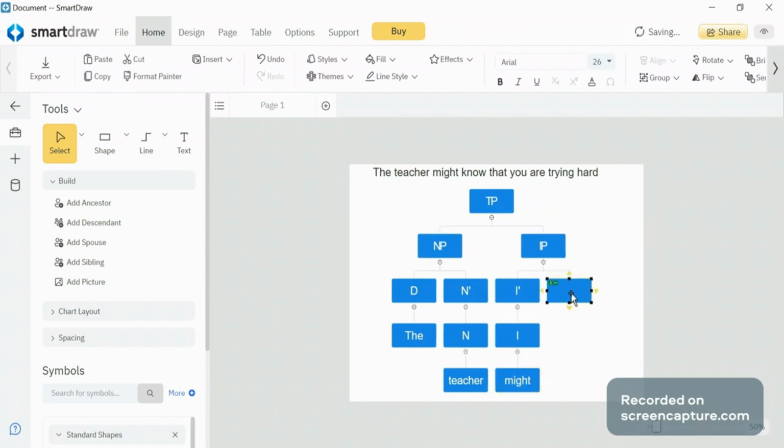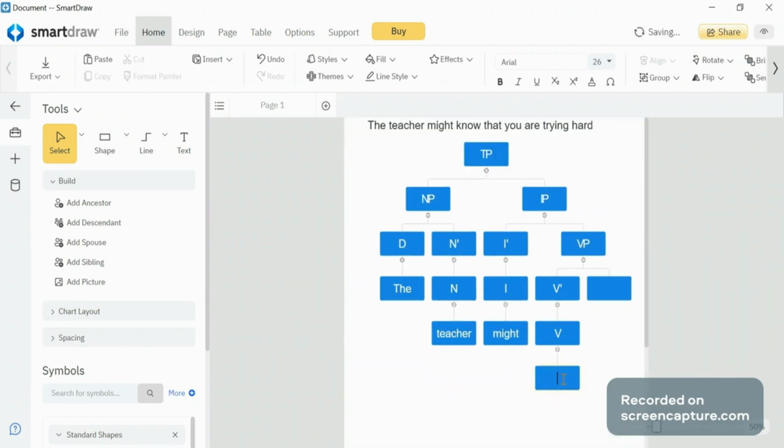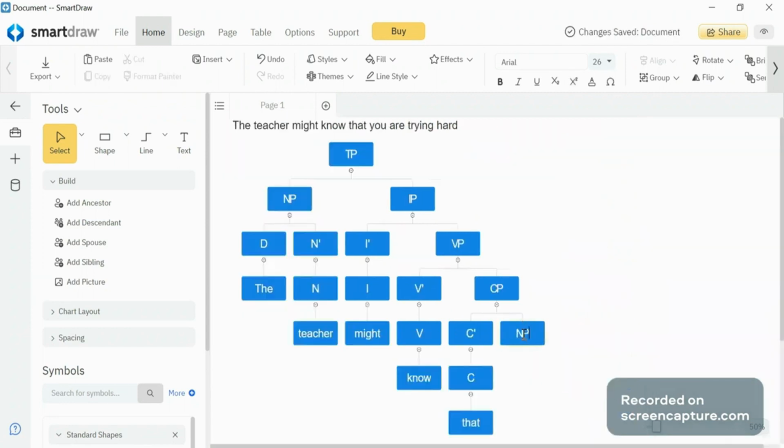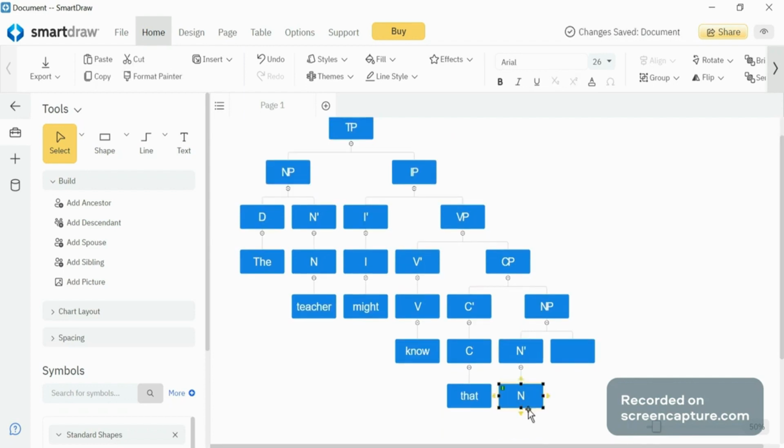Next, let's move to the inflectional phrase. Inflectional phrase splits into I bar and verb phrase. The I bar changes into I, which becomes might. The verb phrase splits into V bar and complementizer phrase. The V bar divides into V, which becomes think, and CP splits into C bar and noun phrase. The C bar divides into C, which becomes that.